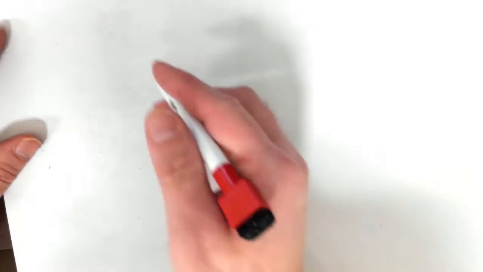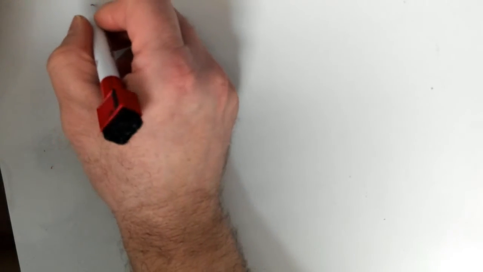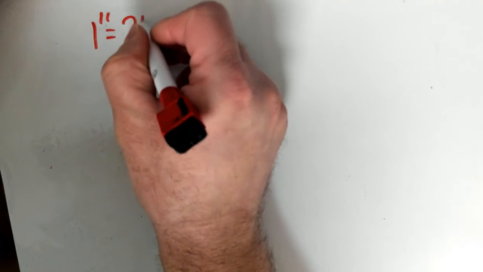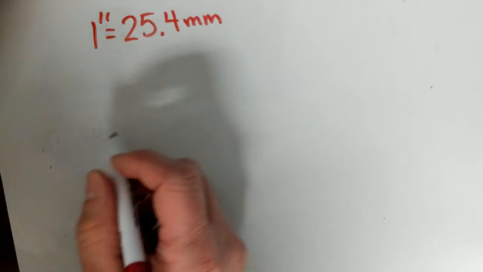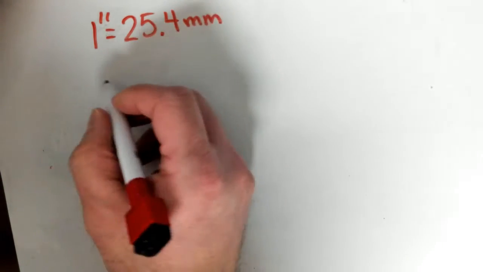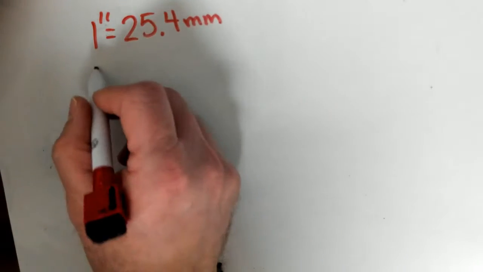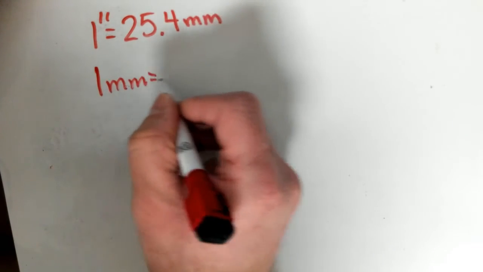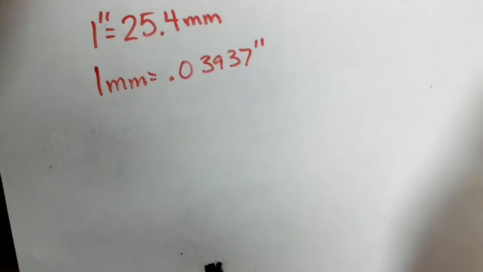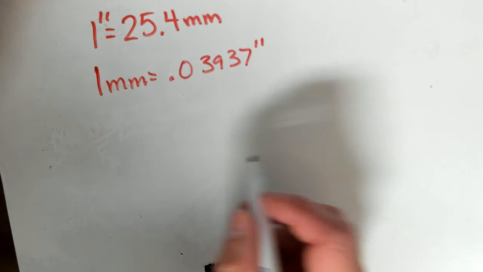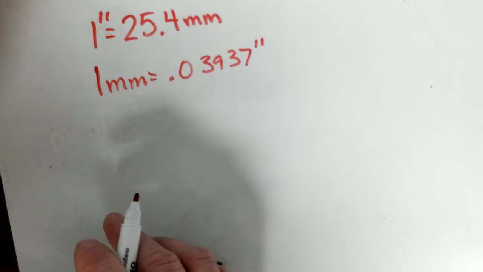So, remember, I want to put a couple conversion factors on here. And it's very easy to remember. 1 inch equals 25.4 millimeters. I'm sure you've seen that in some of my classes before. Or you can say 1 millimeter is equal to 0.03937 inches. Okay?